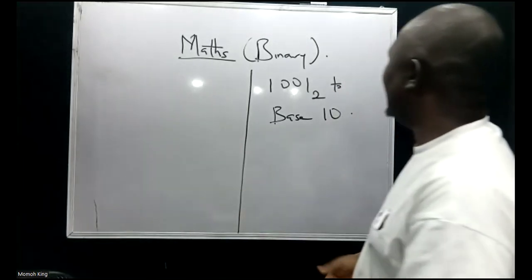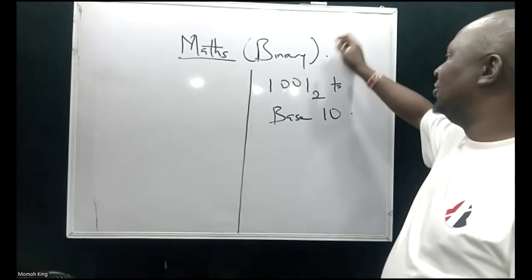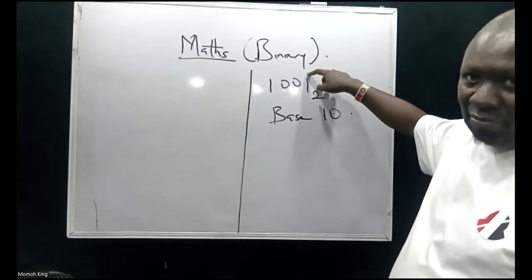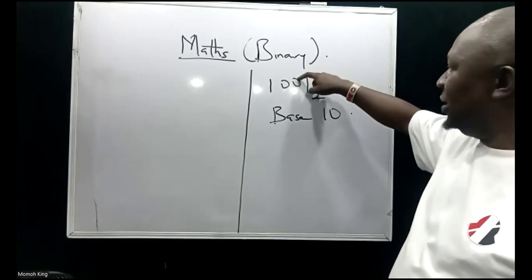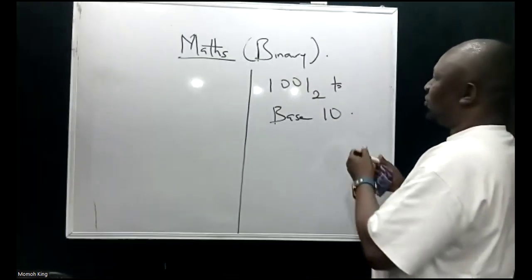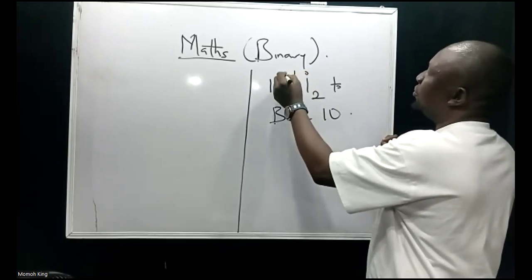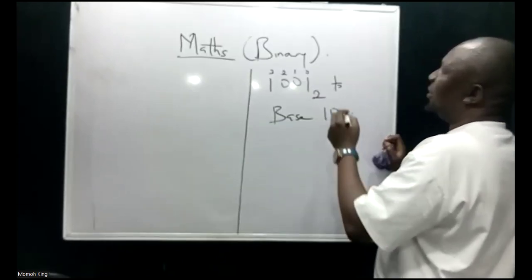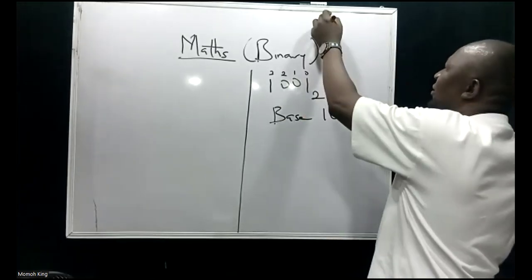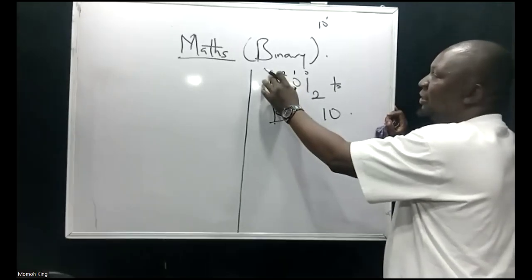Now, if you remember your tens and your units, this position of 1 here is the unit. This one is tens, this is hundreds, this is thousands. This is going to carry 0, 1, 2, 3. What does that mean? When you say 10, how many zeros does it have? It's 1 zero. If you say 100, that's 2 zeros. If you say 1,000, that's 3 zeros.